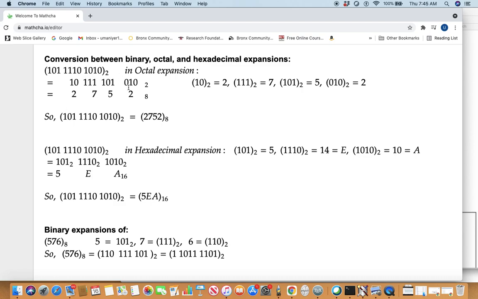Okay. So that is 2. That becomes 2. That becomes 5. That becomes 7. That becomes 2. So together we are in base 8.